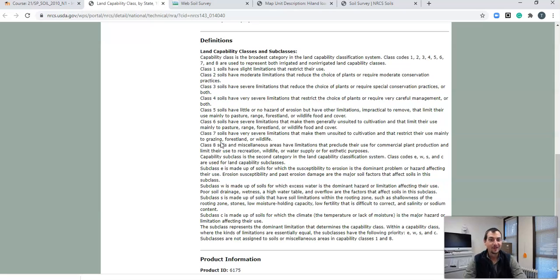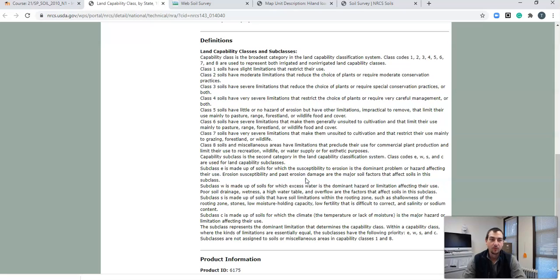Now, if you remember, it was actually class 3E and 4E. So what is that subclass E? Subclass E is made up of soils for which the susceptibility to erosion is the dominant problem or hazard affecting their use. Erosion susceptibility and past erosion damage are the major soil factors that affect soils in this subclass. So we know that both of those fall in the subclass E. So what does that mean? What do we need to think about when we get into these erosion aspects?